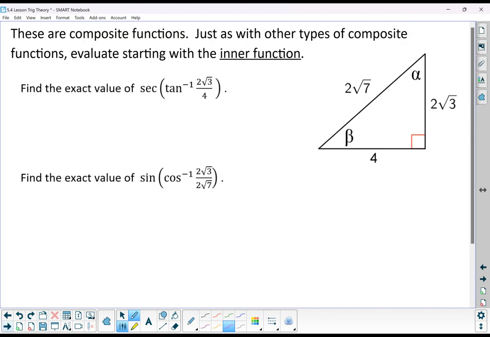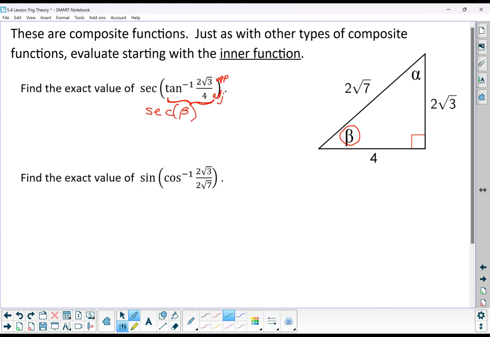These are composite functions. It's a function inside of another function. We have worked with some compositions this year a little bit. So if I have an inverse tangent function inside of a secant function and I want to calculate it, just as with other types of functions, we're going to evaluate starting with that inner function. We're going to think about what angle we are talking about. Well, the inverse tangent of 2 root 3 over 4, this is different than the one we just talked about. I'm looking for the angle that is opposite to root 3 and adjacent to 4. So that angle is beta. So this whole little part is just saying, hey, beta is our angle. We want to know the secant of beta.